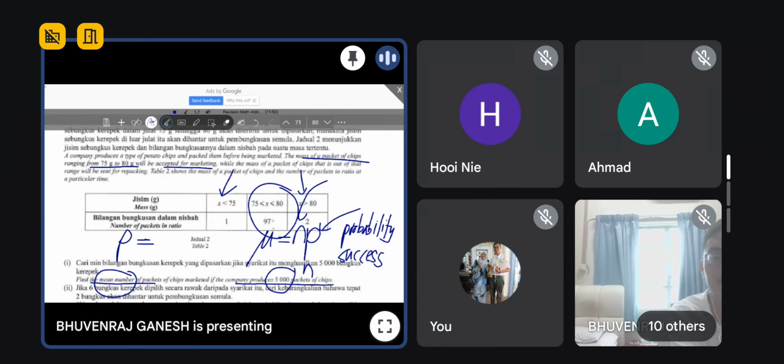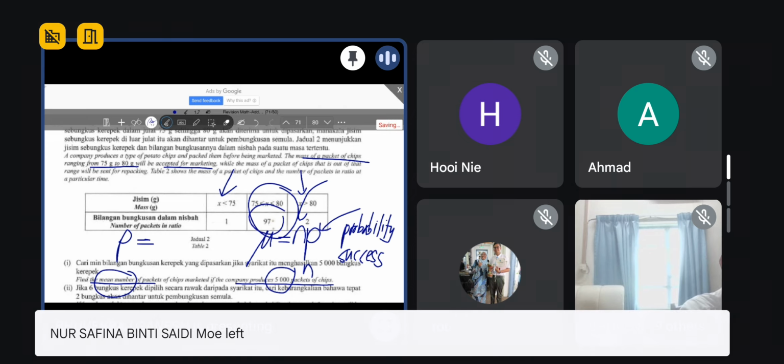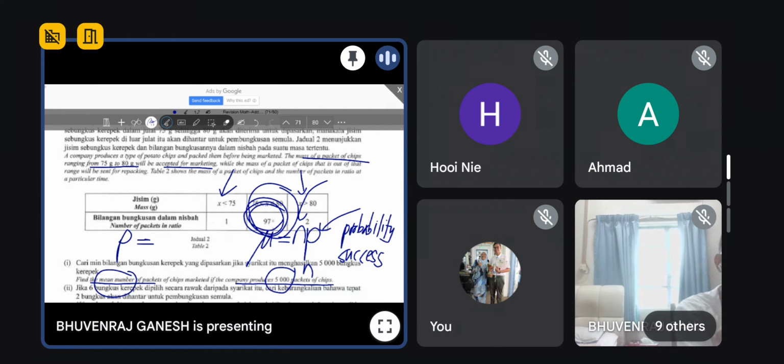Okay guys, macam mana dapat 0.97? How we get it? Kebarangkalian kejayaan adalah kamu dapat memasarkan kerepek tu. So guys, how to find out the probability of success to market the chips? You will take the number of chips that can be marketed. Am I right? Jumlah kerepek yang dapat dipasarkan 97 bahagi dengan jumlah kerepek secara keseluruhan. Total chips overall, which is 100. 1 tambah 97 tambah 2, you get 100. So the answer is 0.97.